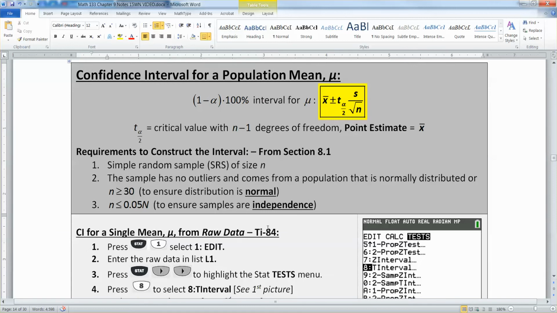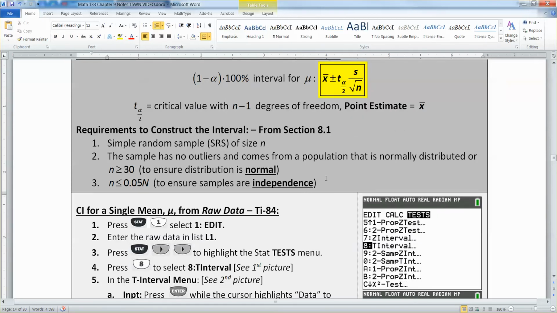Right, now the requirements for constructing this interval are basically what we learned in section 8.1. You always need a simple random sample, and the abbreviation for that is SRS, of size little n. We don't work with non-random samples in this course. In real life, you'd have to work with non-random samples, but it gets complicated because everything becomes biased. The sample has no outliers and has to come from a population that is normally distributed or n greater than or equal to 30. So remember, all of this is to ensure that the distribution is normal. It's one of those requirements for the central limit theorem in section 8.1.